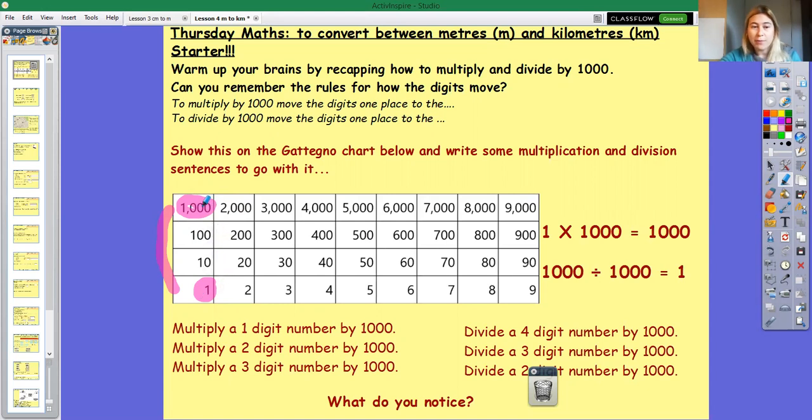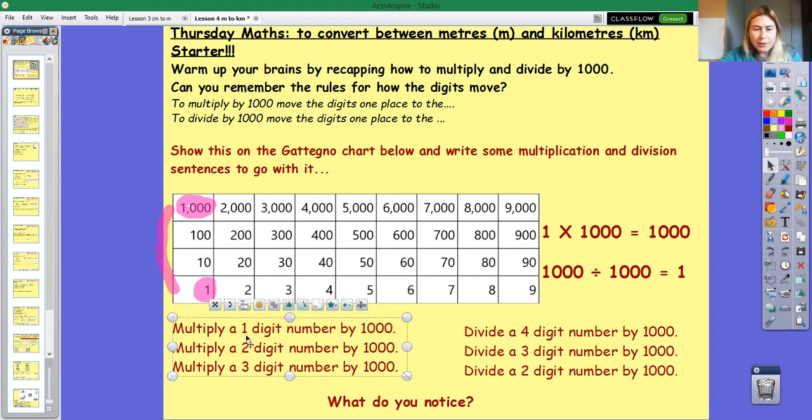This time we've got to move 3 places. If we want to multiply, we move 3 places to the left. And if we want to divide, we move 3 places to the right. Okay, so how did you get on with this? Did you have a go at multiplying and dividing the different digits here just to notice the pattern?